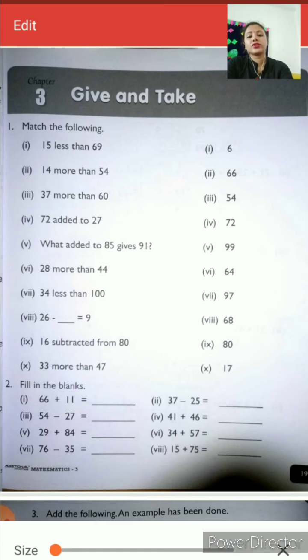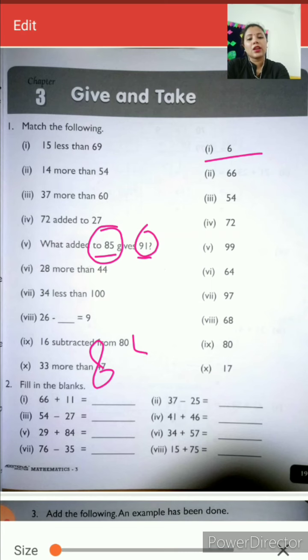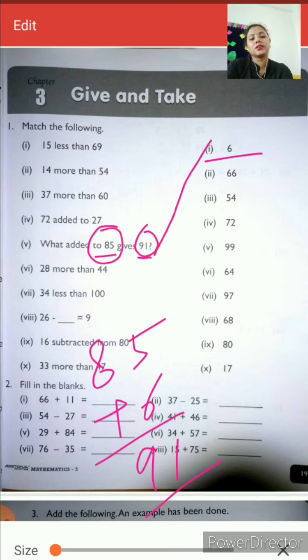Now check your question. 91, 85. We have to add something with 85 and the answer will be 91. And our answer is 6. 85 plus 6 is equal to 91. So the answer of question number 5 is 6.